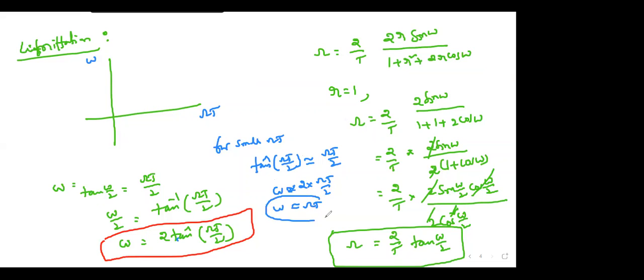Okay, that means for small values of omega T, this will follow a linear relation. But for large values of angles, this will follow a non-linear relation. But as per the theory, for each analog omega value there should be a corresponding digital omega value, correct? So this should have a corresponding omega value.